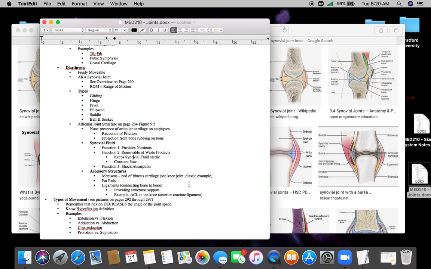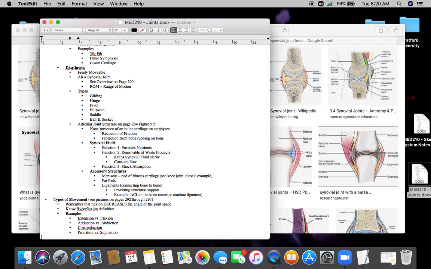But laypersons use the words strain and sprain interchangeably, but technically a strain is an overstretching of your tendon, which is the connection between muscle to bone, and a sprain is an overstretching of the ligaments, which is bone to bone. Okay?